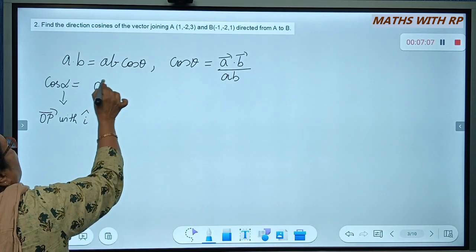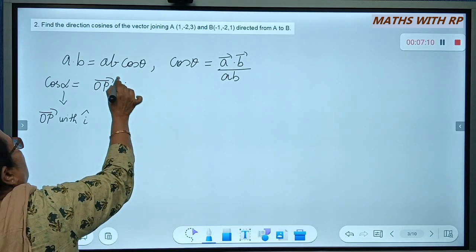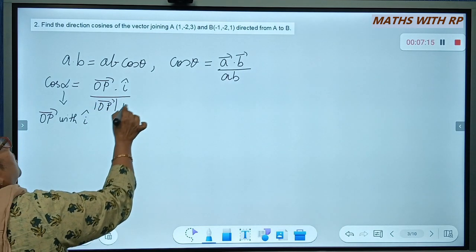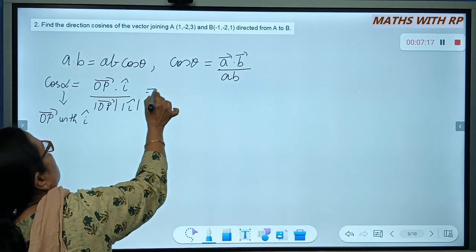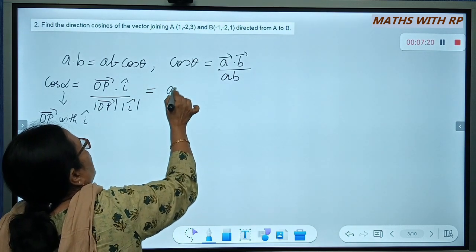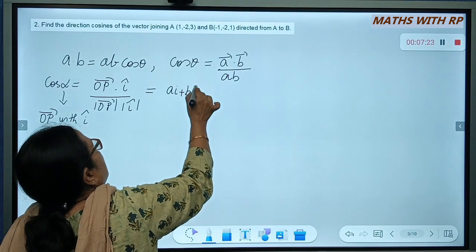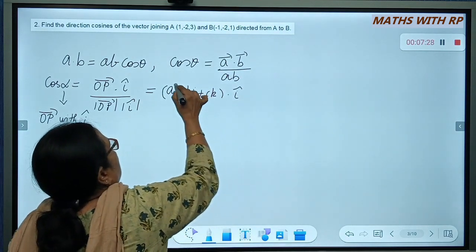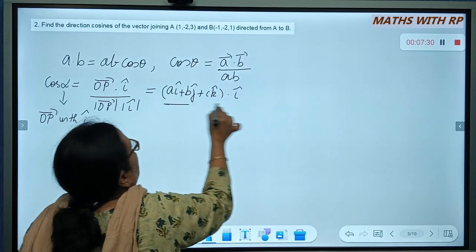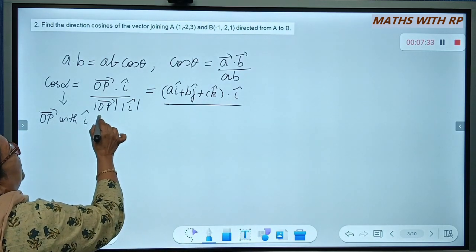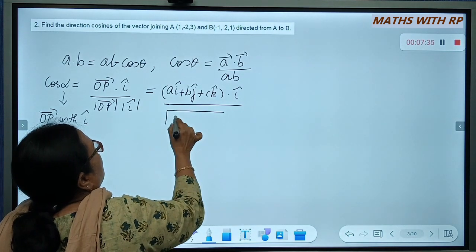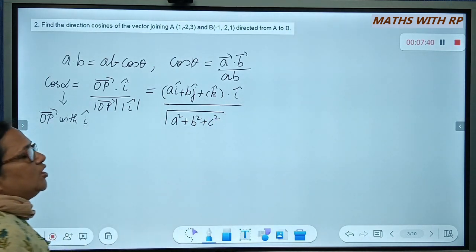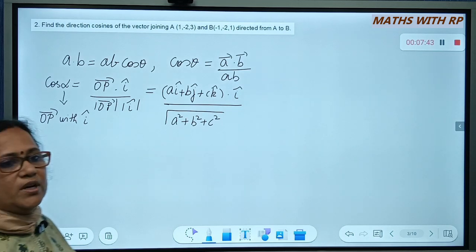So cos alpha will be OP vector dot i cap by modulus of OP vector into modulus of i cap. Now what is OP vector? We have taken it to be a i plus b j plus c k, dotted with i, divided by modulus of OP vector. What will be the length of OP vector? Root of a square plus b square plus c square. The length of i vector is 1 because it's a unit vector.